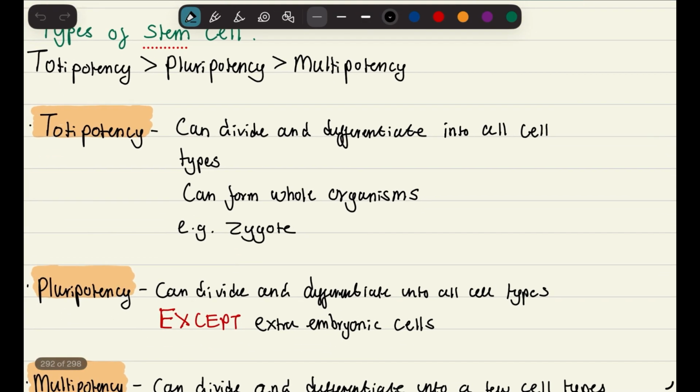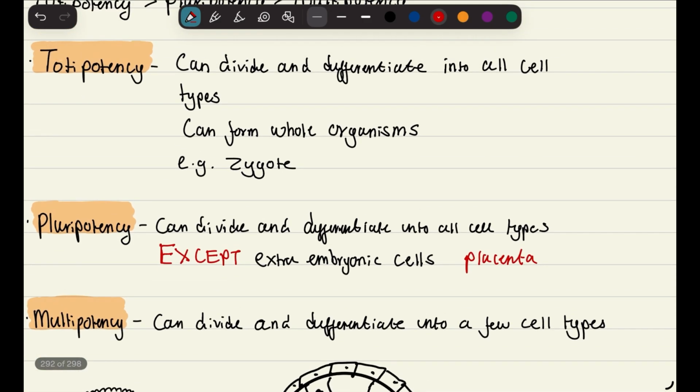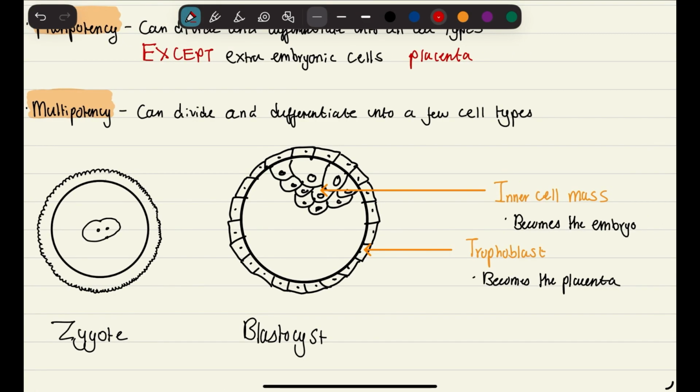Pluripotency, you have a similar thing where they can divide and differentiate into all cell types, except for your extra embryonic cells. When we're saying extra embryonic cells, we're talking about like the placenta. So it can't form placental cells, but it can form pretty much anything else. And then multipotent, they're your lesser ones. They can divide and differentiate into a few types. You're mainly thinking like your bone marrow cells can go to platelets, red blood cells, white blood cells, etc.